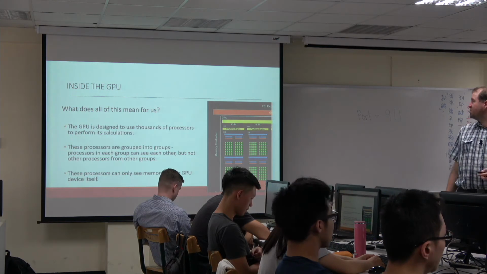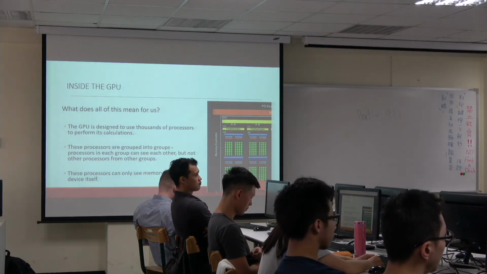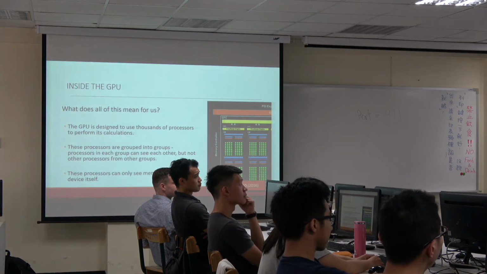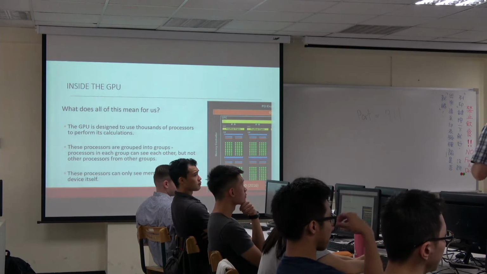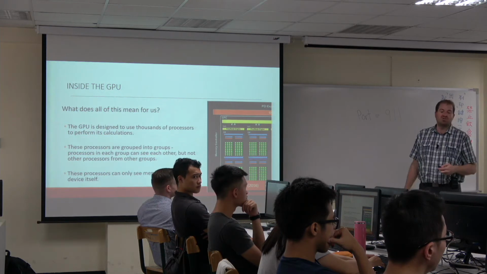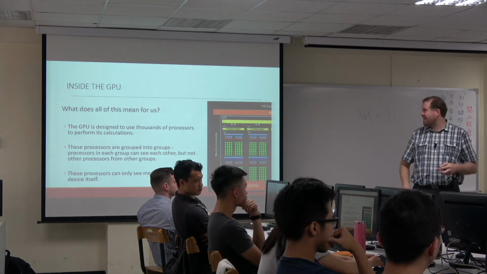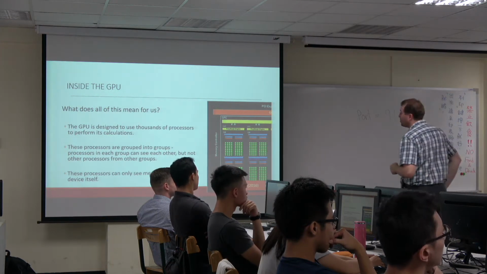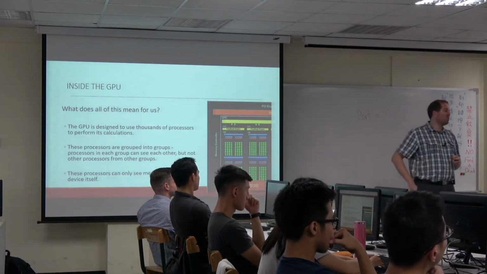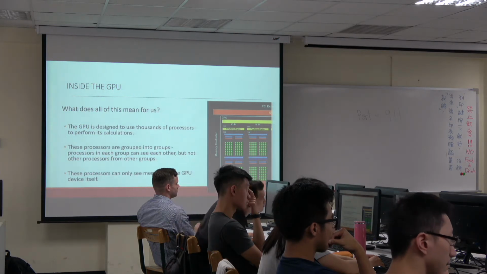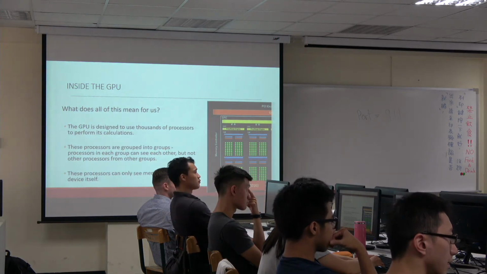The GPU is designed to use these thousands of processors to perform calculations on a single function. One function only. We can have multiple functions, but you cannot have these two different functions running at different times without creating some kind of problem. These are, of course, using different streams on the GPU, but we're going to talk about that later. These processors are grouped into groups, SMPs. The processors in each of these groups have access to some local memory and are able to see each other, but cannot see other streaming processors in other groups. They can't communicate with those at all.